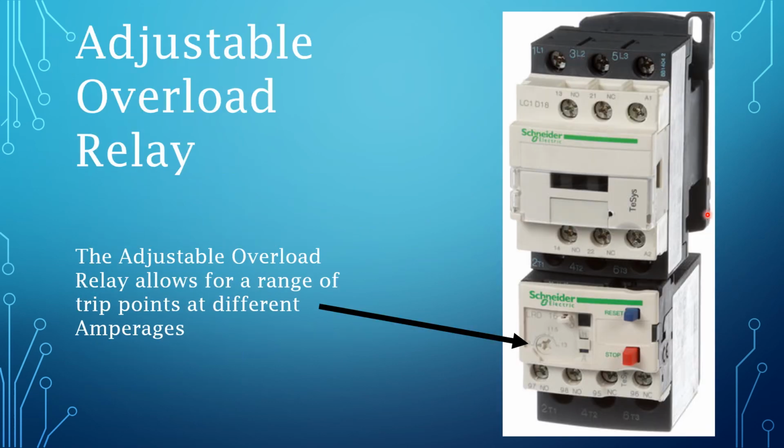This is just a picture of one of those adjustable overload relays. It's a three-phase relay. We have line 1, line 2, and line 3 come in the top. Line 1, line 2, and line 3 come out the bottom. Right? When this contactor gets the signal, it pulls in to allow electricity to flow from line 1 out T1, from line 2 out T2, and from line 3 out T3.